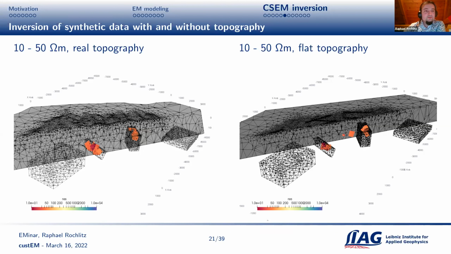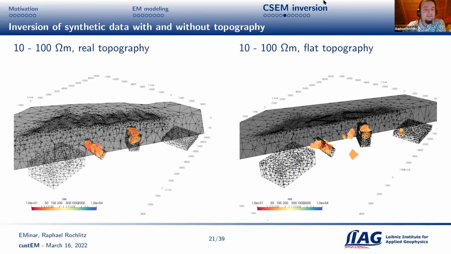And now we will see 2-3 further slices. So this is the range until 100 ohm meters. So of course the volumes increase in shape because we have now higher resistivity values involved. But we see in the real topography inversion, oh, okay, it's still nice. So we only see areas where our anomalies are really located, whereas in the flat topography inversion, we see even more artifacts and also an artifact in the anomaly, which is only 200 ohm meter.